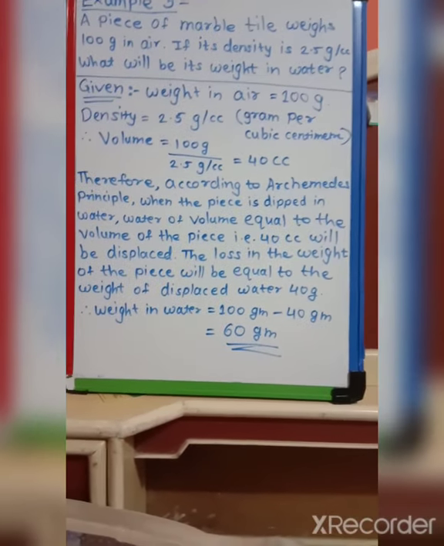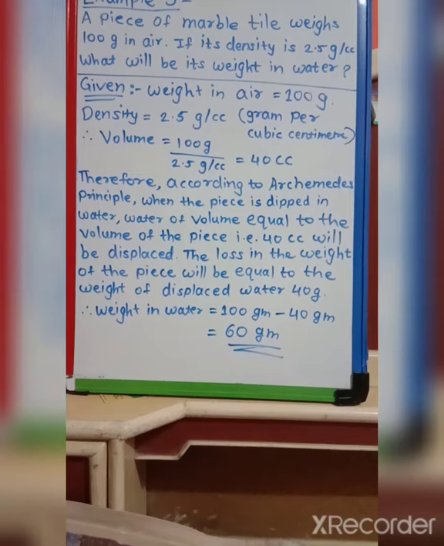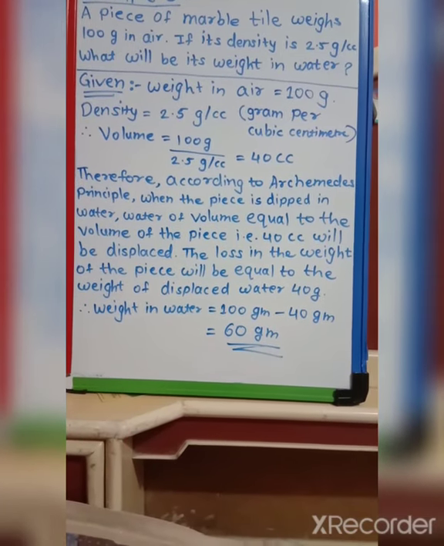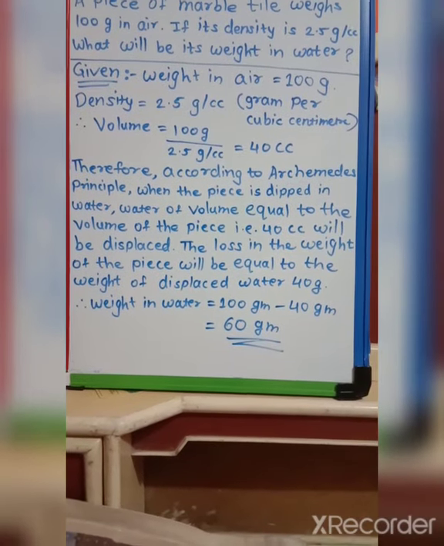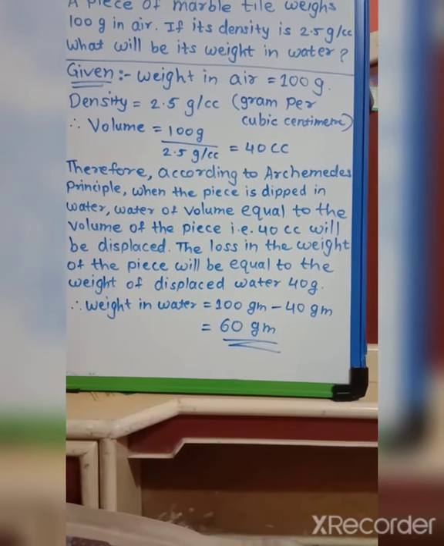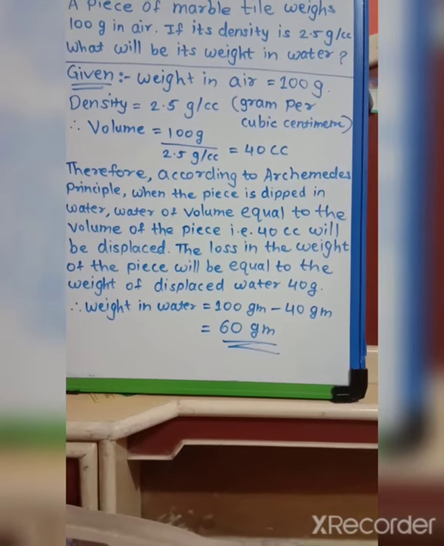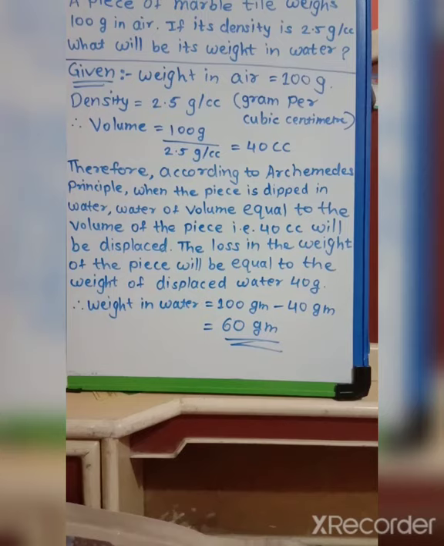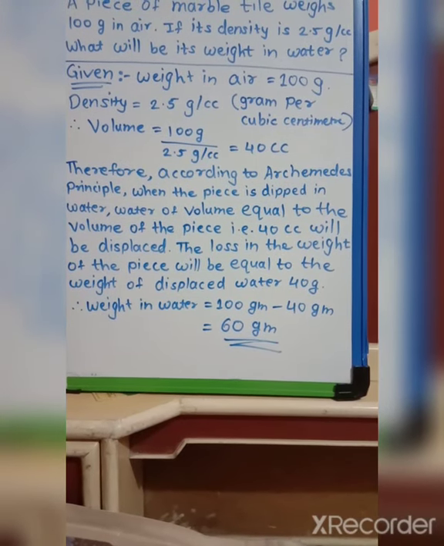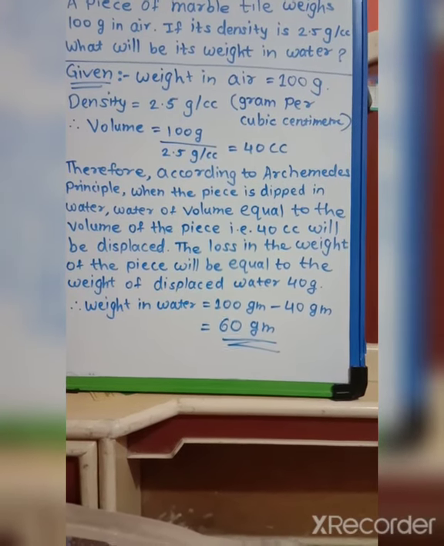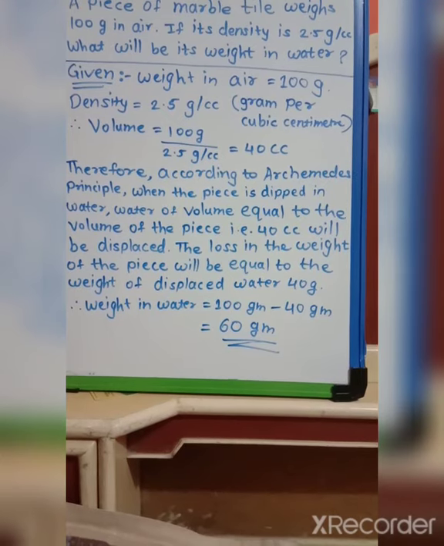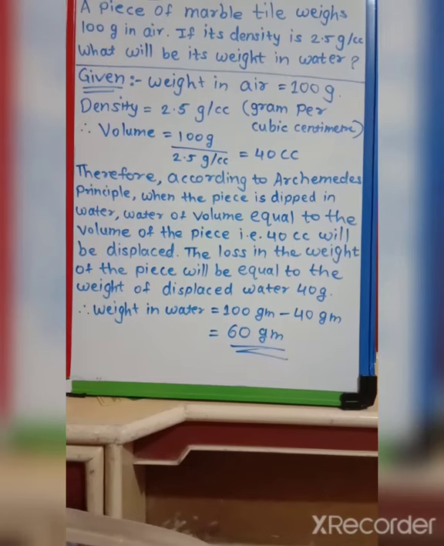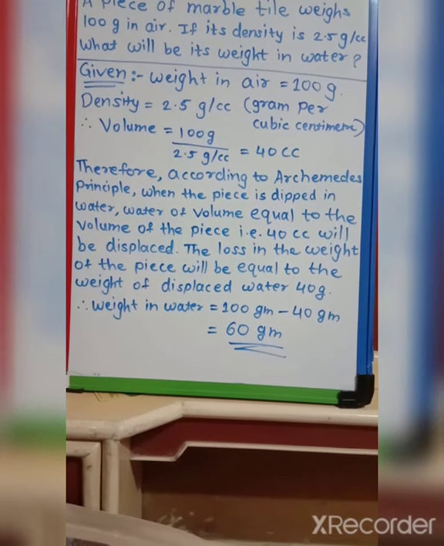Therefore, according to Archimedes' principle, when the piece is dipped in water, water of volume equal to the volume of the piece, that is 40 cc, will be displaced. The loss in the weight of the piece will be equal to the weight of the displaced water, that is 40 gram. And that is why weight in water is equal to 100 gram minus 40 gram.